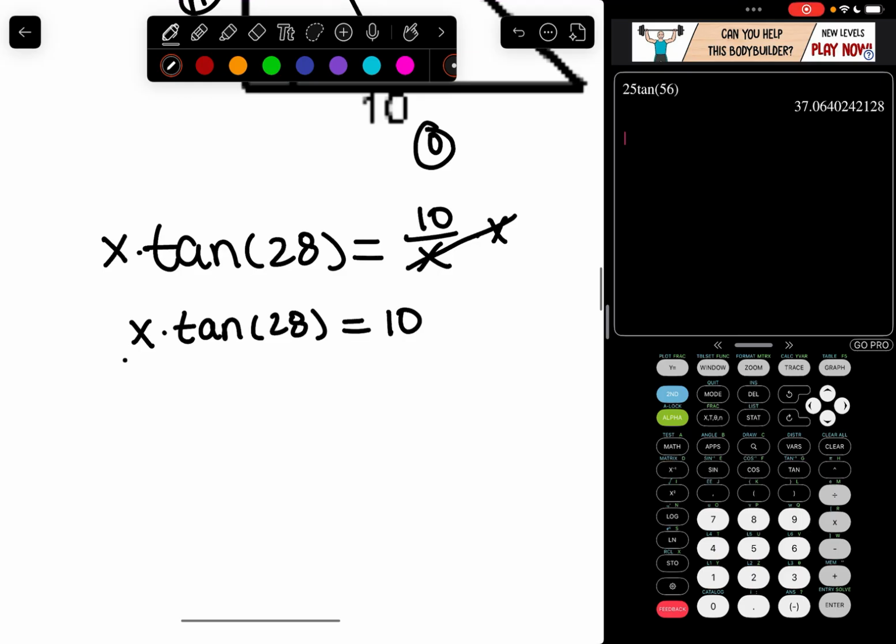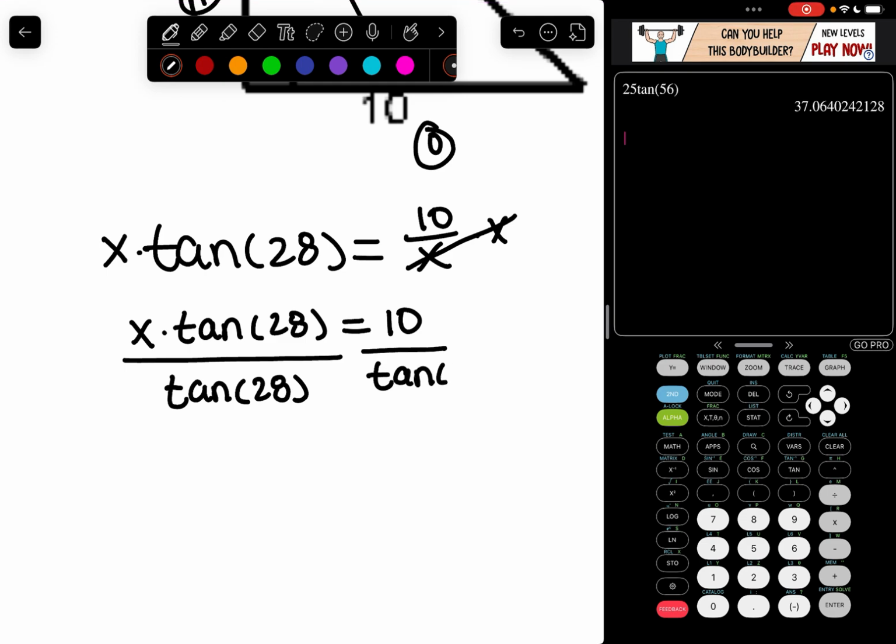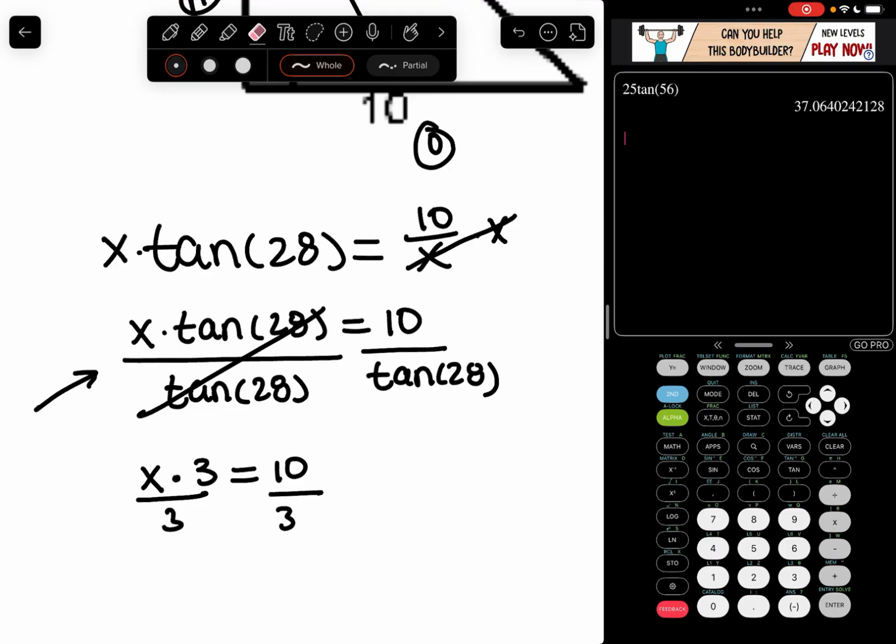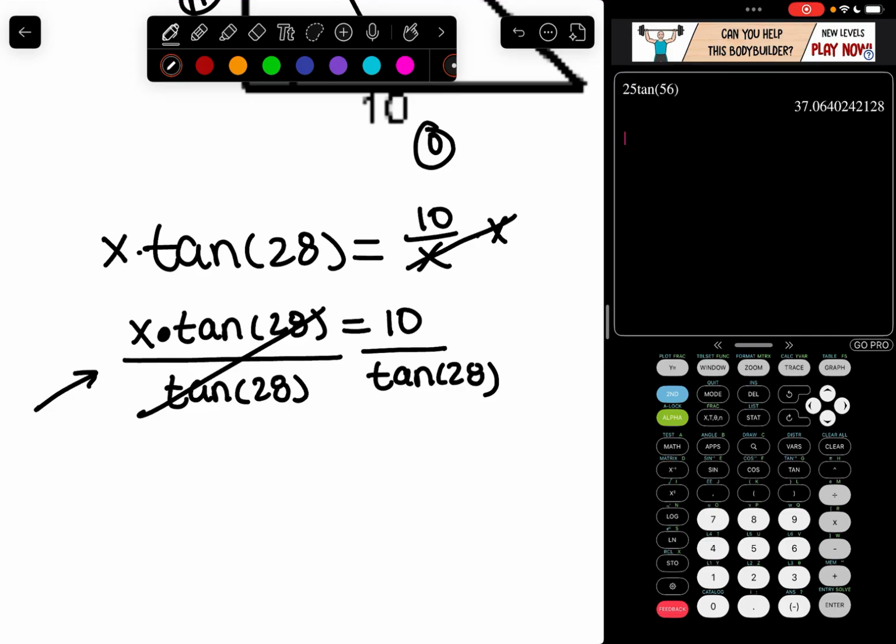So what I need to do is divide both sides by the tangent of 28, and I'll show you what this looks like as a problem. This step is really like x times 3 equals 10. In order to get x by itself, we would divide by 3. We're doing the same thing here. It just looks weird because we have tangent and then parentheses, but right now they're being multiplied together, and the opposite of multiplication is division. Don't make it complicated.